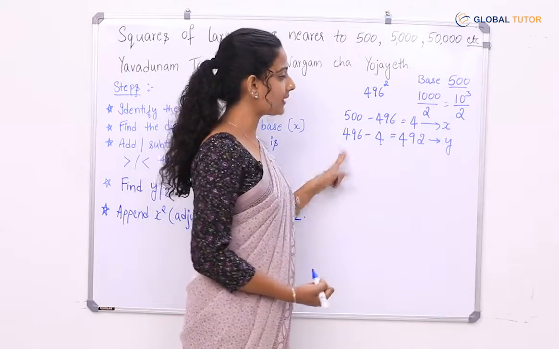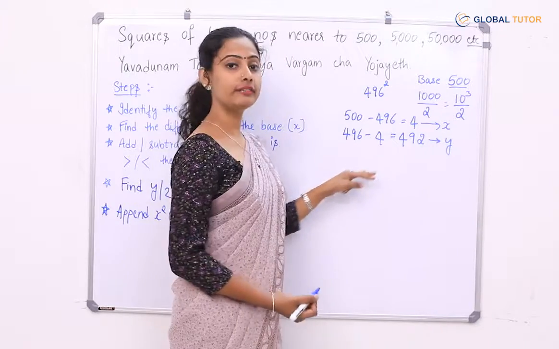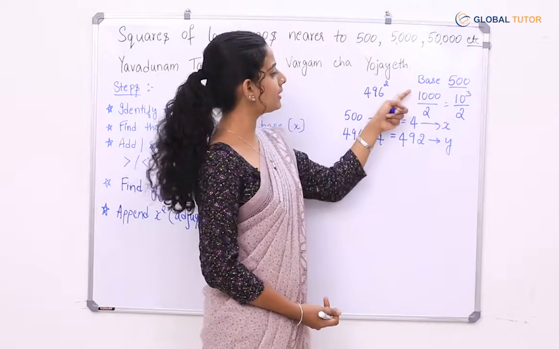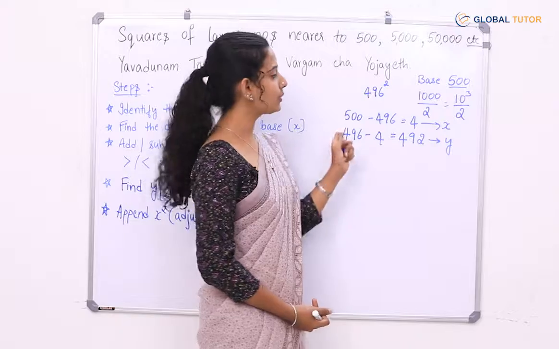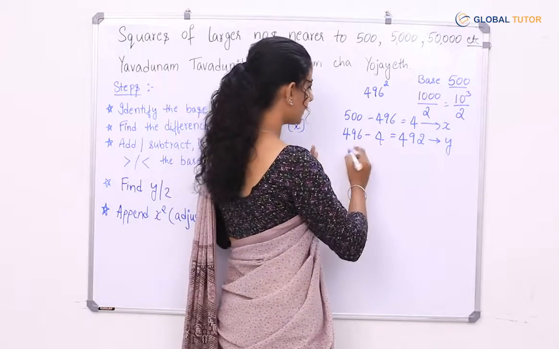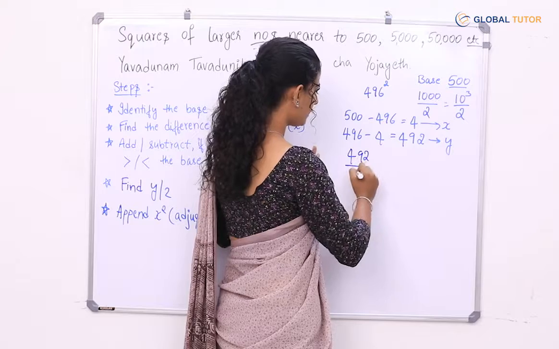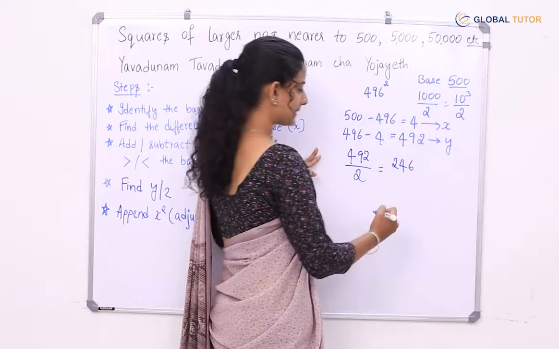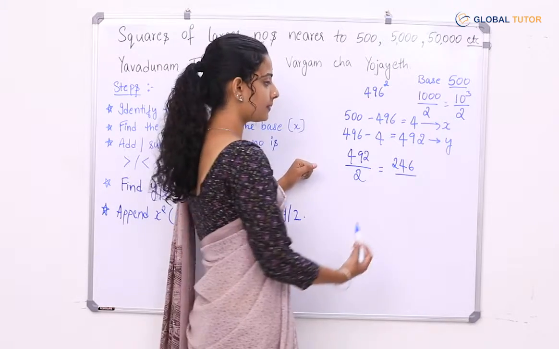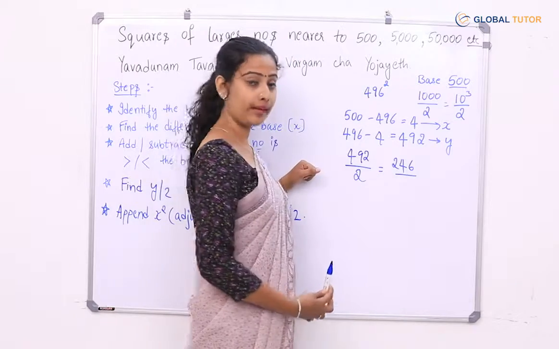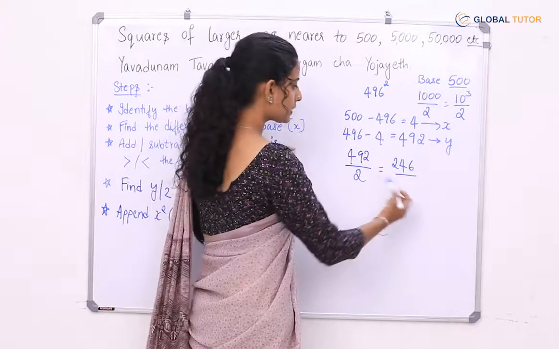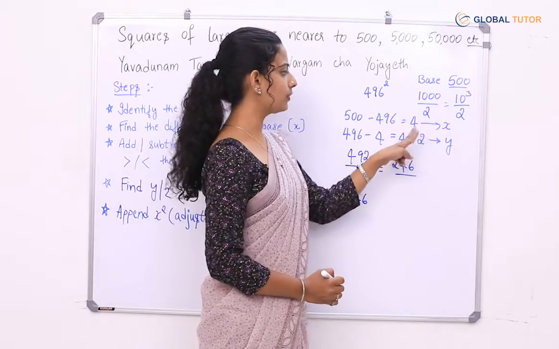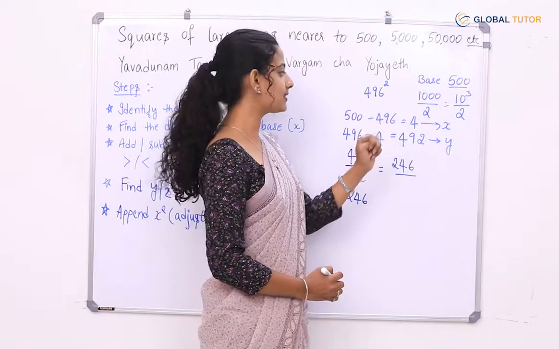Now the next step is to find y by 2. Why are we considering y by 2? Because when we took the base as 500, we wrote it as 1000 divided by 2. So that's why we will now find 492 divided by 2, which will be 246. Now the last step is to take y by 2 and append x square. What is y by 2? 246. And now you append x square. So we know x is 4 and 4 square is 16.